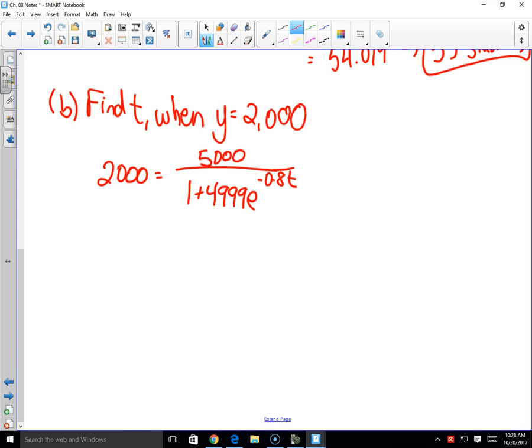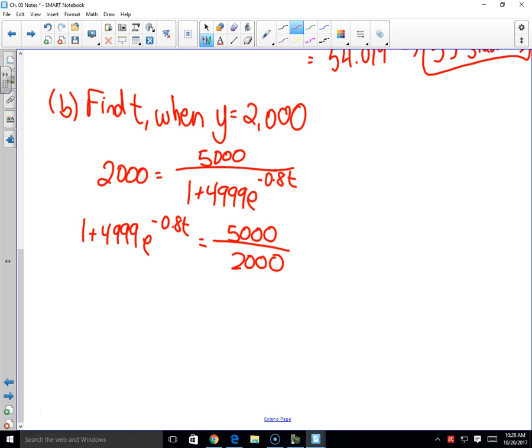Okay, multiply the denominator up. And can we divide the 2,000 down? Pause, can you guys follow me? If we multiply this up, can't we divide the 2,000 over? Okay, so I'm going to get 1 plus 4,999 e to the negative 0.8 t equals 5 over 2. Is that okay? Multiply up, divide down. I think a couple of you are trying to do the graphing thing, see if you can beat me. That's cool. I'm a fan.